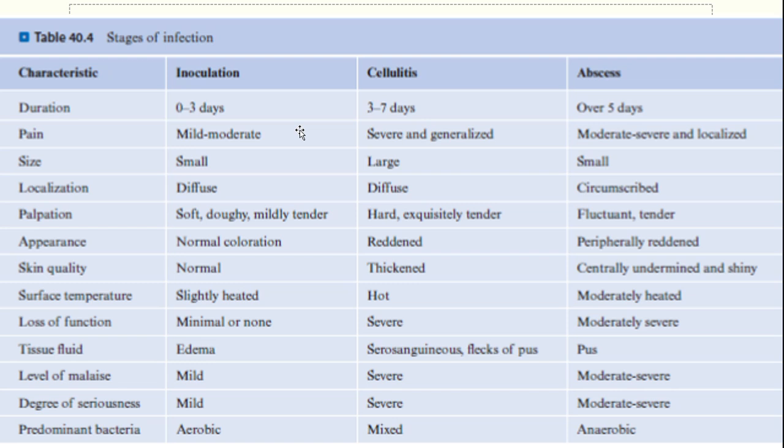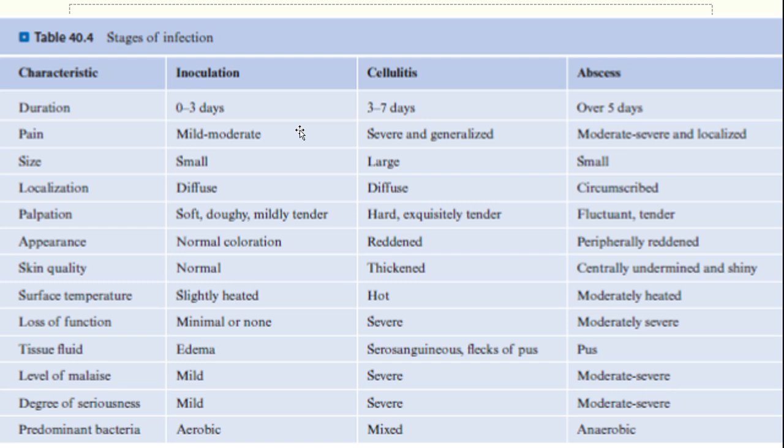In the cellulitis stage, it will be hard, erythematous, and usually happens within 3 to 7 days after the infection. It's the highest risk because it can spread to places that we don't want it to reach. Meaning it can reach the lateral pharyngeal, it can reach the retropharyngeal from the submandibular part. So it's large, diffuse, very tender, with erythematous skin, and mixed bacteria.